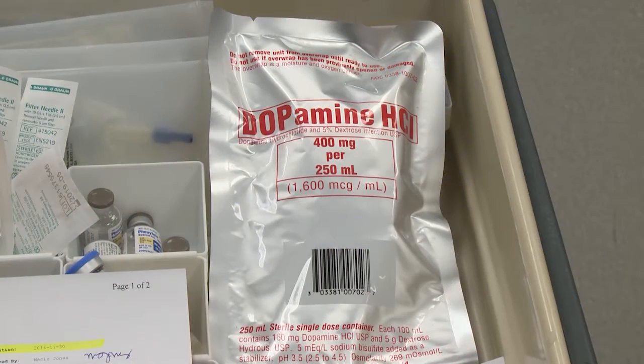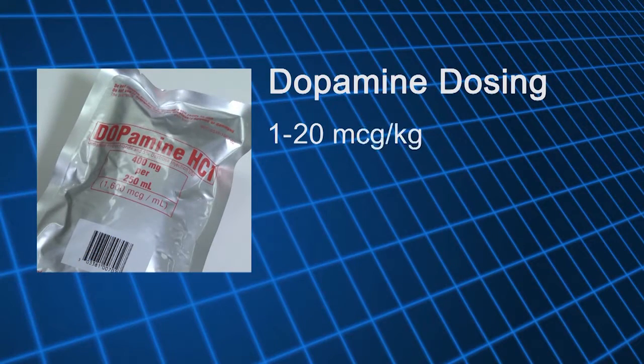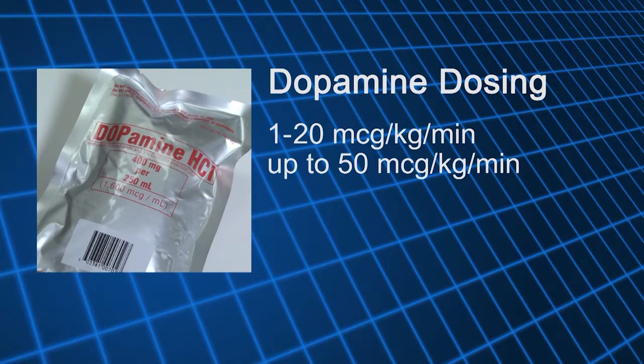The next inotrope that we will discuss is dopamine. The standard concentration of dopamine that is found in the crash cart and code bag is a 1,600 microgram per ml premixed dopamine bag. Dopamine infusions are usually started at 1 to 20 micrograms per kilogram per minute, up to a maximum rate of 50 micrograms per kilogram per minute.